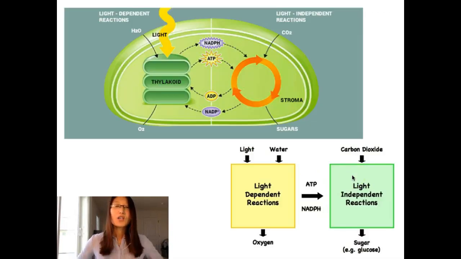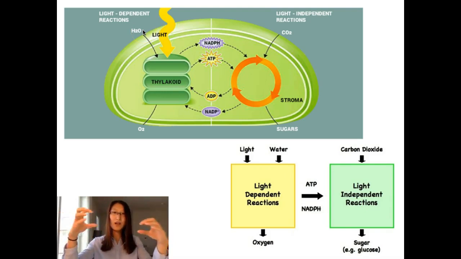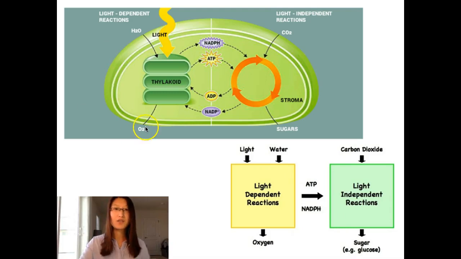So now, let's take a look at what is being used and what is being produced in the light-dependent reaction first. So this is the light-dependent reaction. It happens in the thylakoid and the thylakoid membrane. The light-dependent reaction needs light. The light-dependent reaction also needs water. What is produced during the light-dependent reaction is oxygen. So this oxygen is produced by water splitting, right? H2O, there's oxygen in there. When the water splits, you get oxygen.